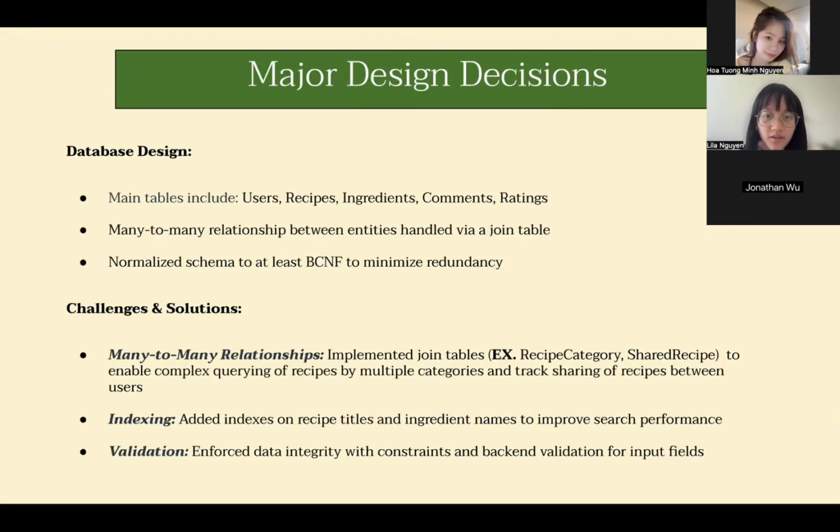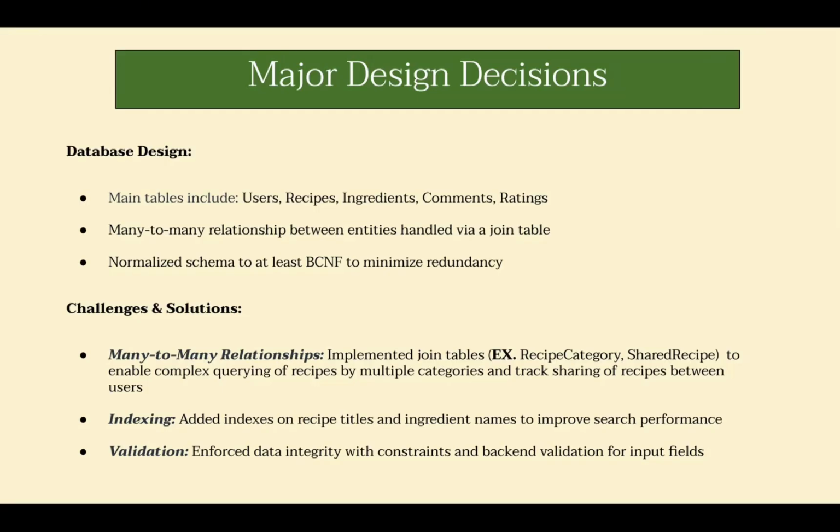For our design decisions, for our database design, we included some main tables such as the user, recipes, ingredients, comments, and ratings. For many-to-many relationships between entities, we handle that via a join table, for recipe categories, for example. And for other many-to-many relationships, we utilized a composite key instead, for example, when it came to recipes and ingredients. And then we normalized our schema to BCNF to remove any redundancies.